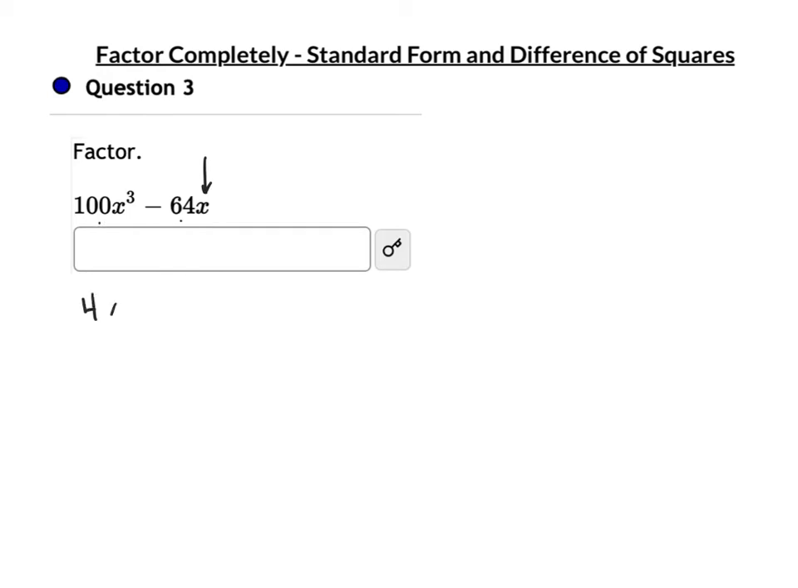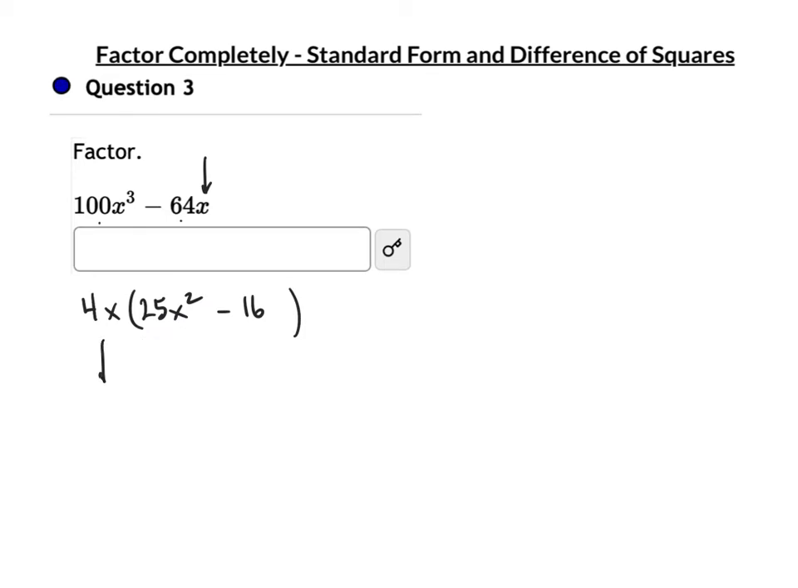They both have an x. I'm going to pull out 4x. 4x times the first spot makes 100x cubed. That would be 25x squared. And 4x times the second spot makes negative 64x. I believe that's negative 16.